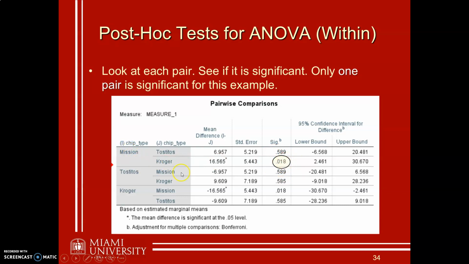The Mission chips had a higher rating than the Kroger chips, but the Mission and Tostito chips were not significantly different from each other, and the Tostitos and the Kroger chips were not different from each other. So Kroger to Mission chips was the only one that was different, again, with Mission chips having a higher rating.